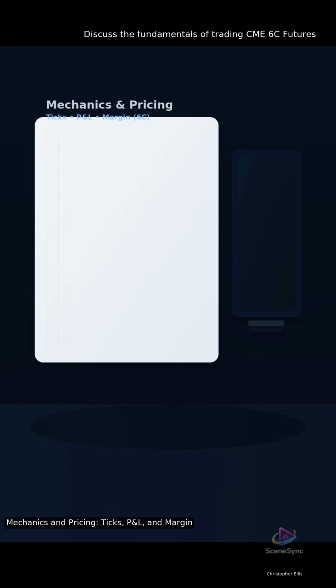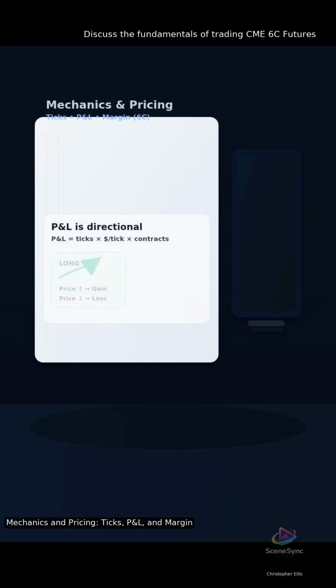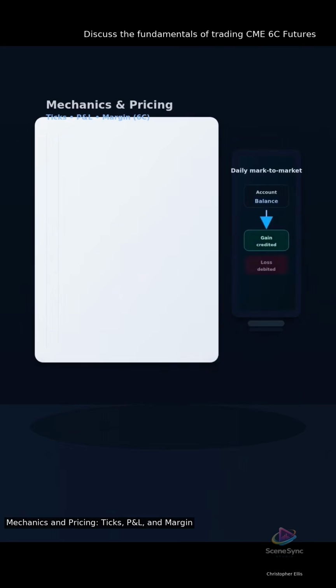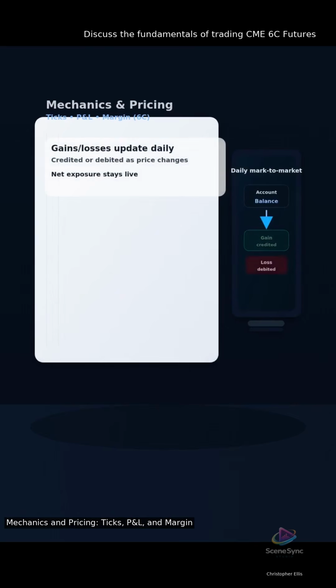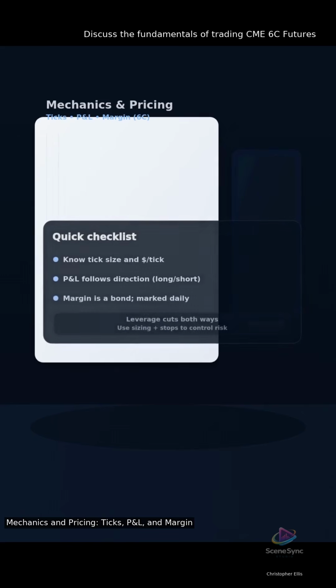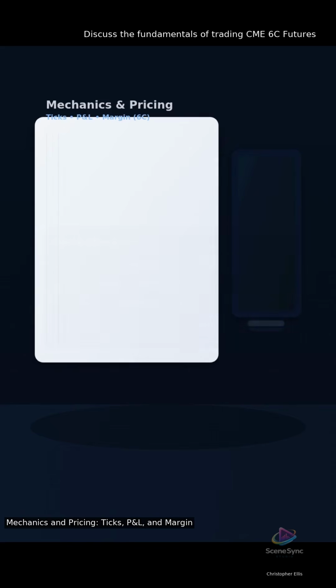Now, the mechanics. Futures prices move in minimum increments, called ticks. Each contract specifies the tick size and the dollar value per tick, so small moves can add up. Profit and loss is simple. If you are long and price rises, you gain. If it falls, you lose. For a short position, it is reversed. You also post margin, which is a performance bond, not a down payment. Positions are marked to market daily, so gains and losses are credited or debited as price changes.